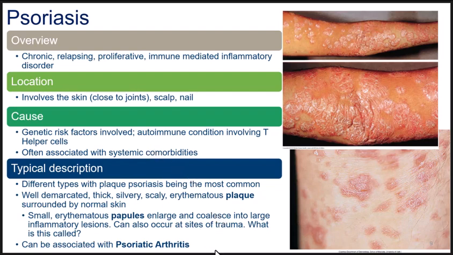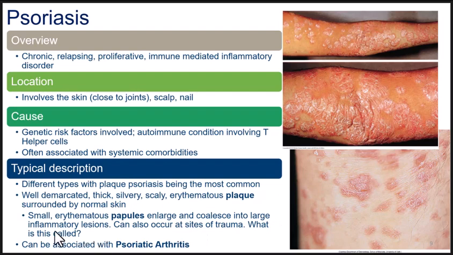Psoriasis is oftentimes associated with systemic comorbidities. One example of a systemic comorbidity that I would like you to please make note of is Crohn's disease. Crohn's disease is one example of a comorbidity that can be linked to having psoriasis. There are different types of psoriasis, but plaque psoriasis is the most common, and it's characterized by well-demarcated, so the borders are obvious, thick, almost silvery in appearance, scaly, red plaques. And they're surrounded by normal skin. You can see the normal skin in and around them.